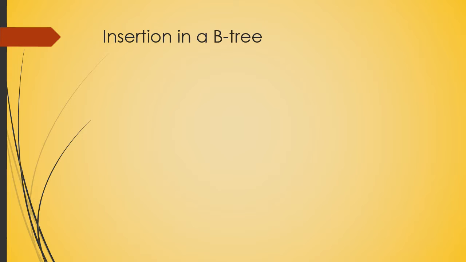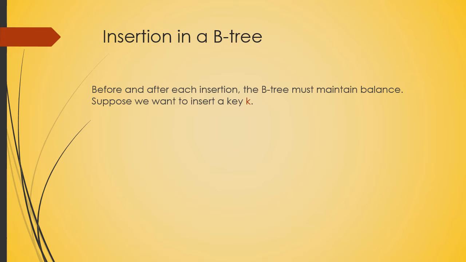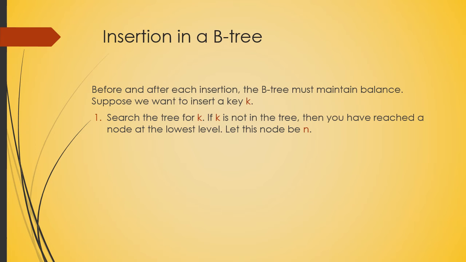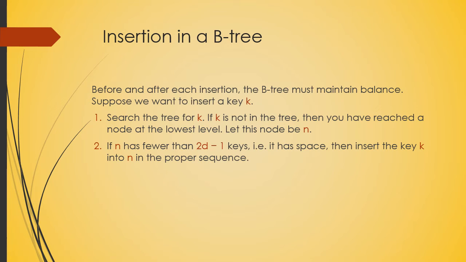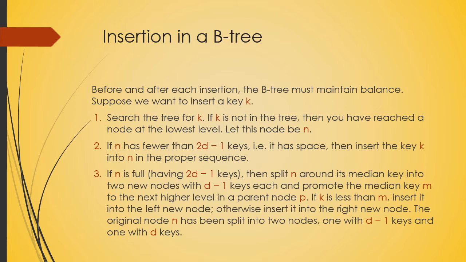Insertion in a B tree. Before and after each insertion, the B tree must maintain balance. Suppose we want to insert a key K. Search the tree for K. If K is not in the tree, then you have reached a node at the lowest level. Let this node be N. If N has fewer than 2d minus 1 keys, it has a space. Then you insert the key K into N in the proper sequence.